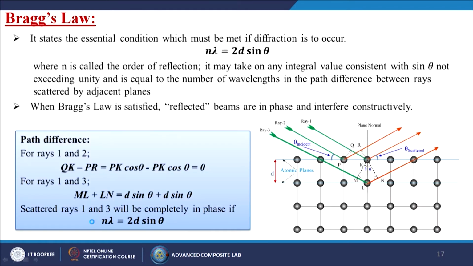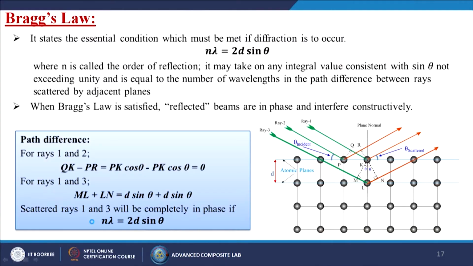Now, we are going to discuss Bragg's law. This law was discovered by a famous scientist, and it is very essential to measure the interatomic distance of any material, whether an unknown or a known sample. So, this famous law is known as Bragg's law. It states the essential condition which must be met if diffraction is to occur. So, what is that law?